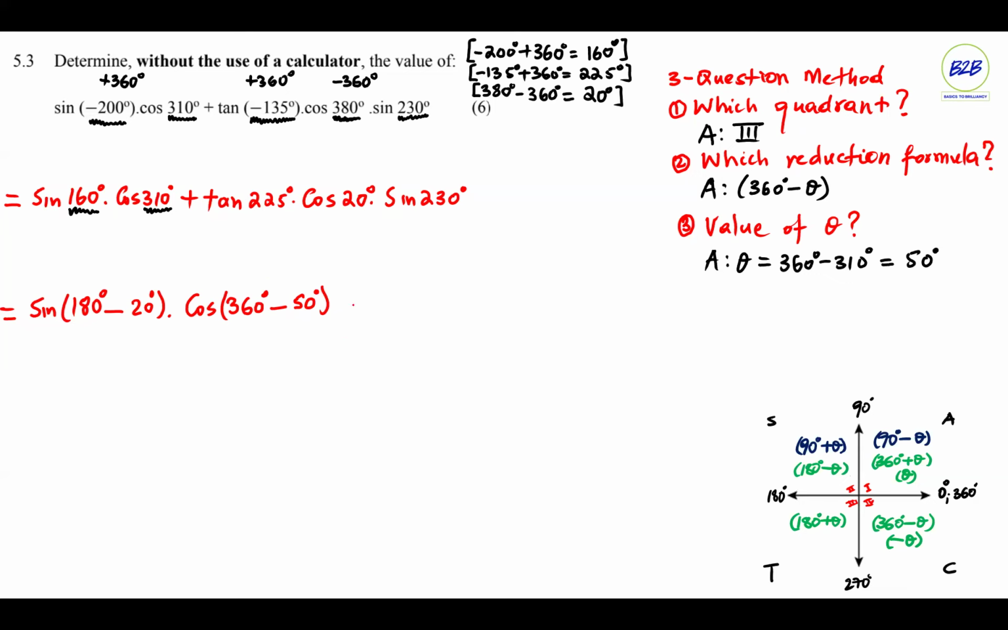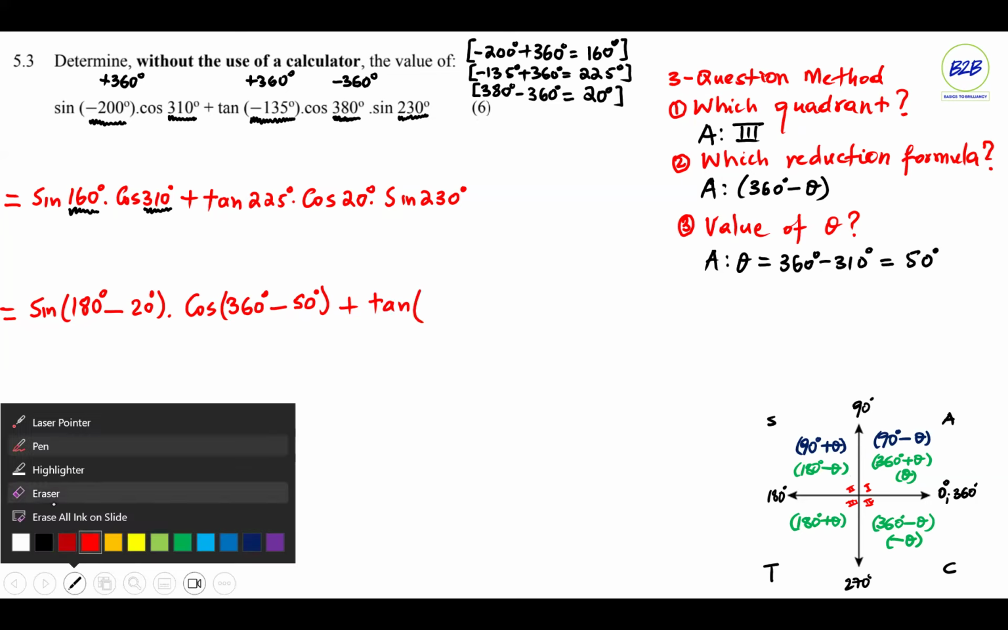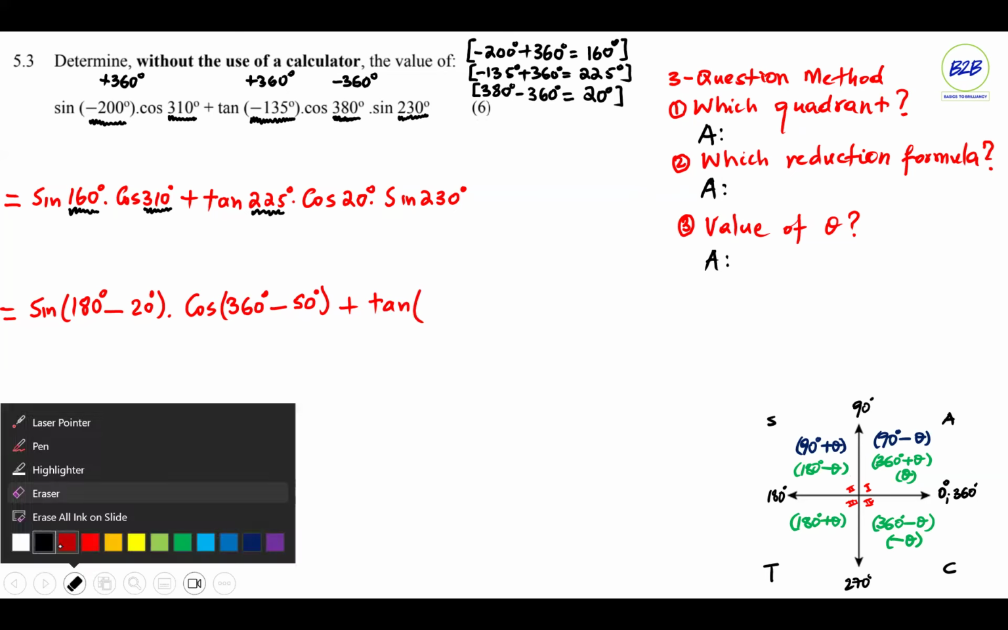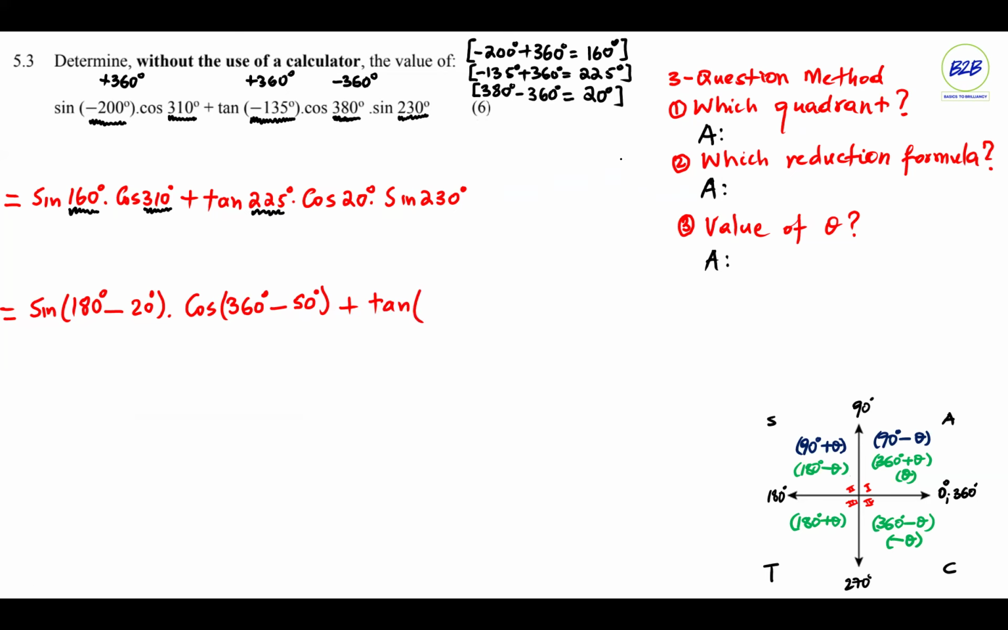All right. Then let's move into tan 225. We ask ourselves the same question once more. Which quadrant contains 225 degrees? Or, 225 is on which quadrant? And that is the third quadrant.